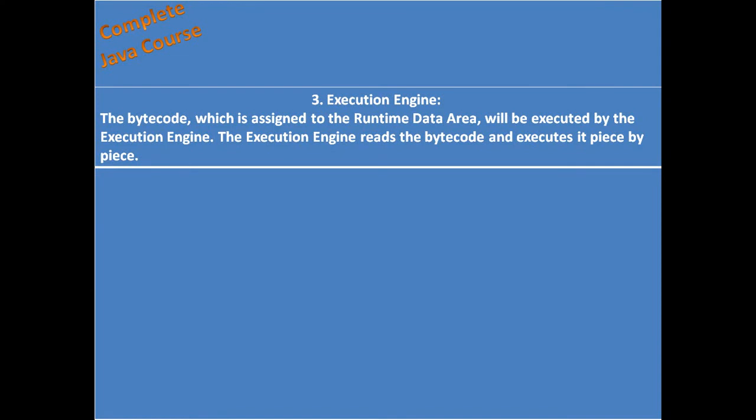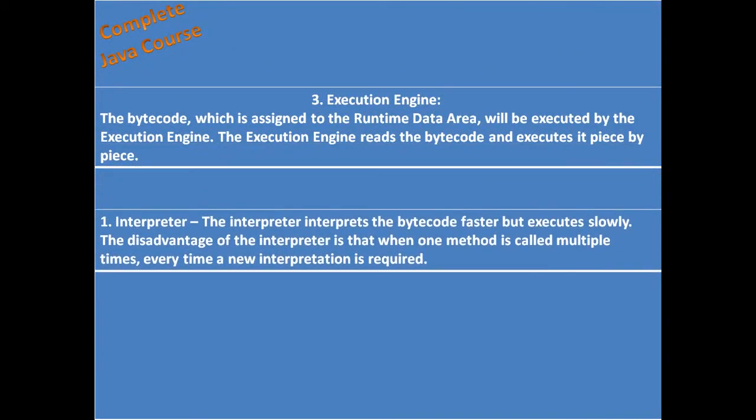Number 3 is execution engine. The third phase is the execution engine of the JVM. The bytecode which is assigned to the runtime data area will be executed by the execution engine. The execution engine reads the bytecode and executes it piece by piece. So there are many parts of the execution engine.